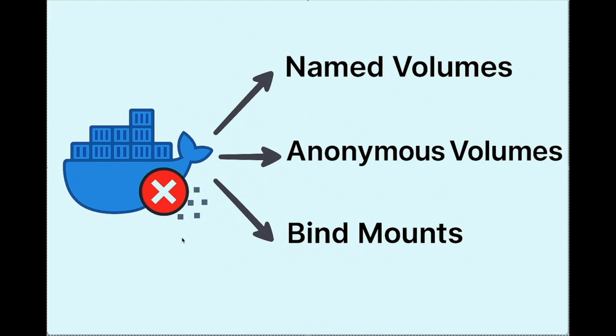By default, containers are ephemeral, which means temporary. This means when you delete a container, everything inside it is gone forever. That's why Docker gives us 3 storage options to keep data safe. Named volumes, which we already covered in our last video. Anonymous volumes, which Docker creates automatically. And bind mounts, which give us complete control and real-time sync with our local machine.